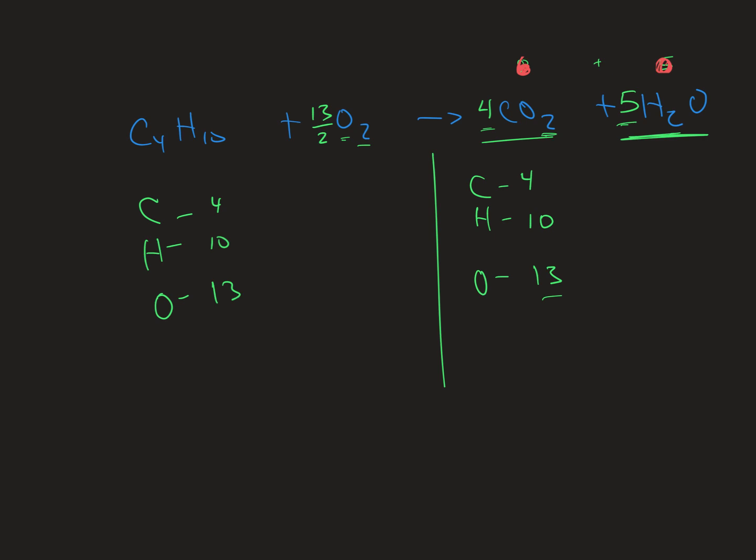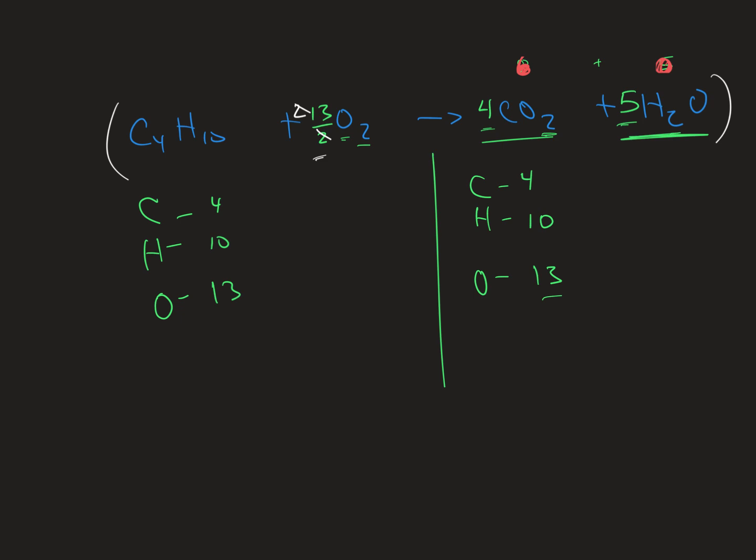But we can't leave it this way, so what do we have to do? Let's multiply all our coefficients by, what's going to get rid of that fraction? What number do we multiply to get rid of the 2 on the bottom? We multiply by 2. Do you understand that? If we multiply that by 2, the 2 cancels, and we're left with 13.